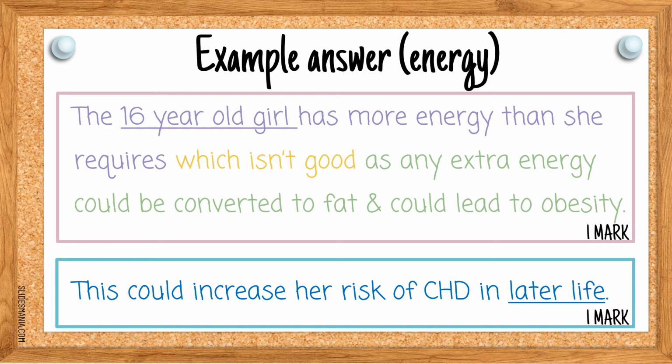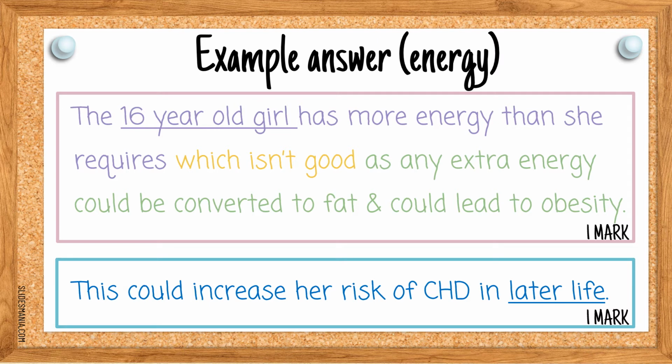So here we have an example answer for energy. So we've given a fact, that's in purple. The 16-year-old girl has more energy than she requires, which isn't good, is our opinion. And our consequence, so this is us explaining why it's not a good thing that she has more energy than she requires, as any extra energy could be converted to fat and could lead to obesity. So we've got 1 mark for that fact, opinion, consequence, 1 mark for that evaluation.